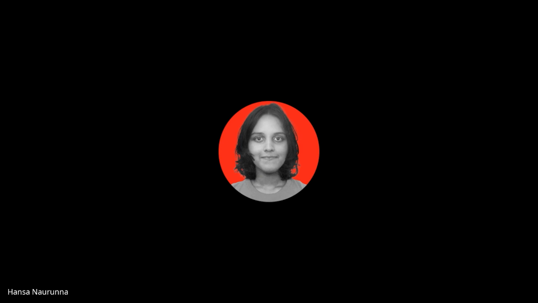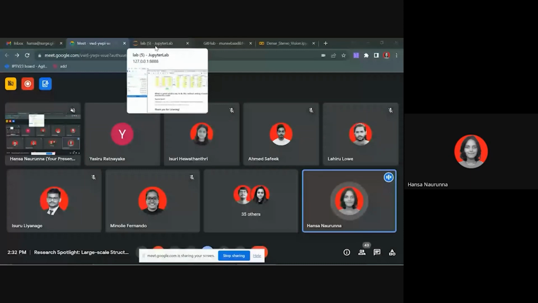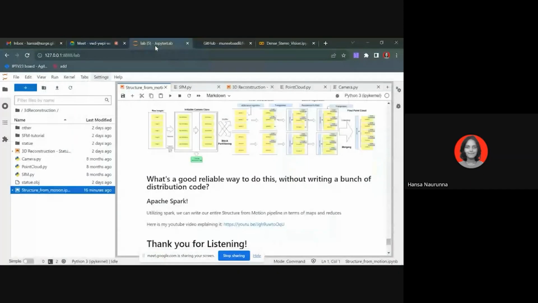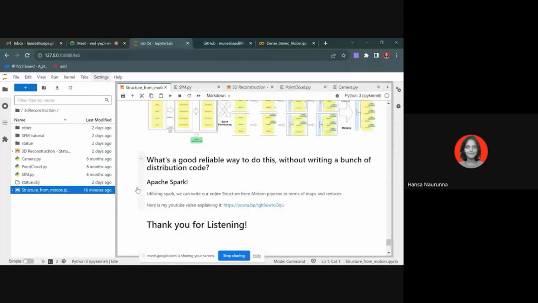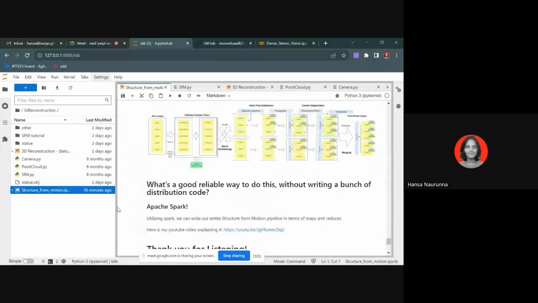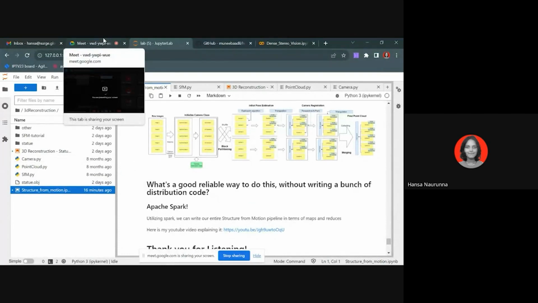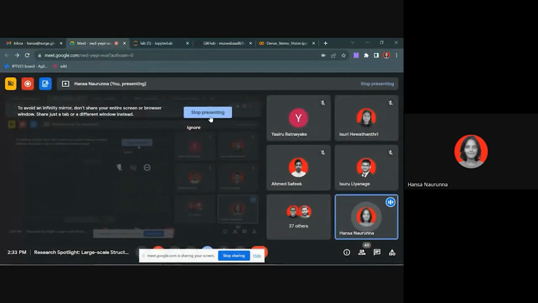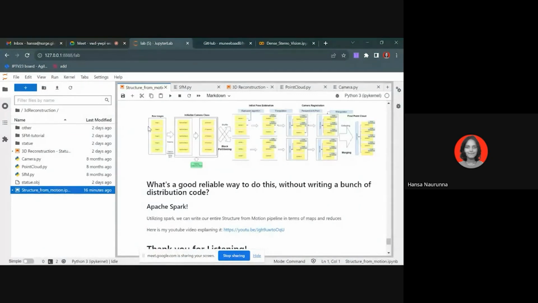And I think we can dive right into the block partitioning and merging code with Apache Spark. Okay, does anyone have any questions up till so far about structure from motion or anything? Just put that down here. Oh, okay. We'll save it to the end, I guess.